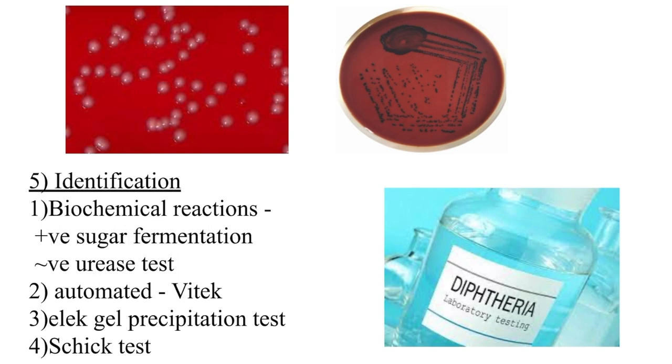Identification by biochemical reactions: it is positive for sugar fermentation and negative for the urease test. Automated identification is by Vitek. Elek's gel precipitation is an in vitro test. Schick test is an in vivo test.